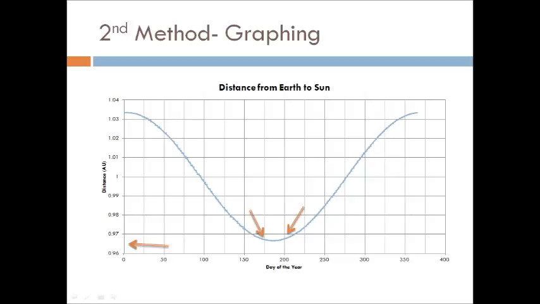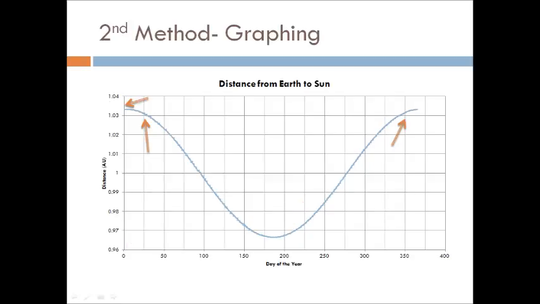To find the perihelion, you look for the lowest point on the graph, which you can see is between day 175 and day 200, and is somewhere in between 0.96 and 0.97 astronomical units. To find the aphelion, you look for the highest point on the graph, which you can see is between day 350 of one year and day 25 of the next year. The distance is between 1.03 and 1.04 astronomical units.